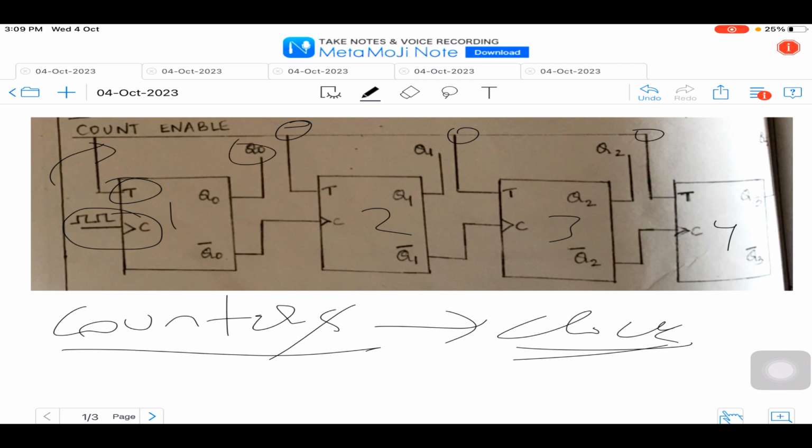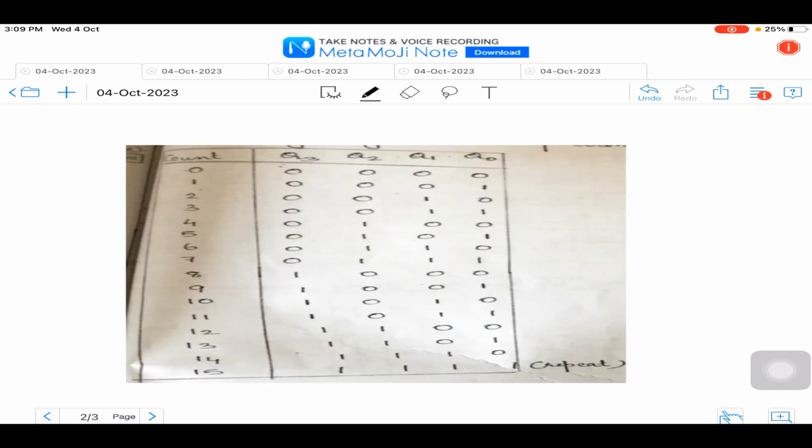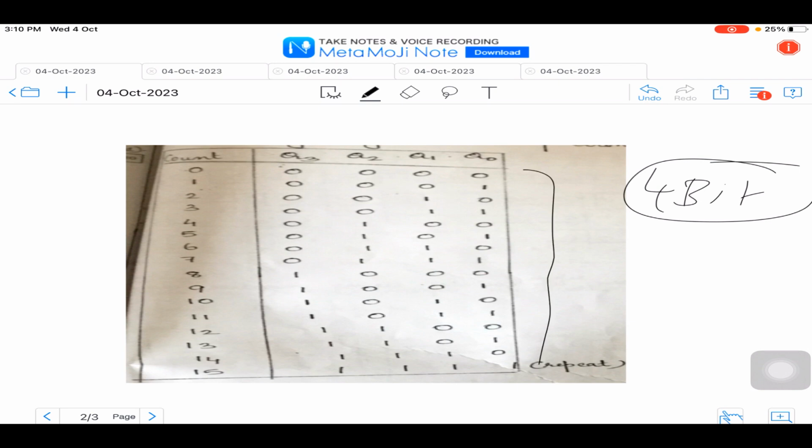The outputs Q0, Q1, Q2, Q3 are left out, but the outputs Q0 bar, Q1 bar, Q2 bar, Q3 bar are connected back to the clock pulse. As we all know, this is a 4-bit counter because they have taken 4 flip-flops. In the 4-bit binary asynchronous up counter, as per the circuit diagram and truth table we can see.